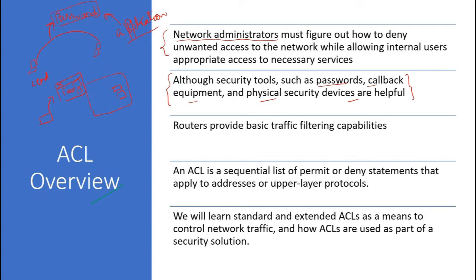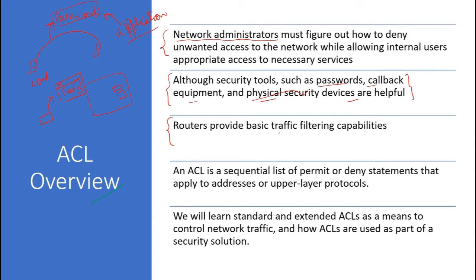Although security tools such as passwords, callback equipment, and physical security devices are helpful, and we do that, we can put one more level of security, that is, doing it via an access control list. Even if you know the passwords and you have physical connectivity, like you have got the LAN cable, you're still not allowed via our access control list to access those specific computers, servers, or other departments, right? Routers provide basic traffic filtering capabilities.